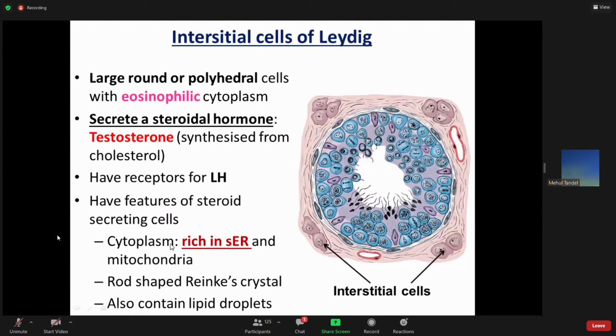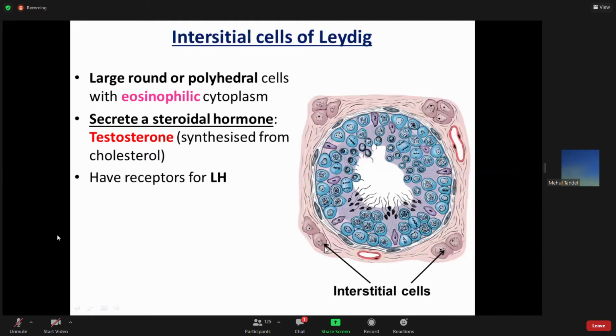Remember, a steroid secreting cell has rich smooth endoplasmic reticulum. There is a high amount of smooth endoplasmic reticulum and mitochondria. They also contain rod-shaped Reinke crystals, which are often asked in MCQs, and lipid droplets. Clear? Remember, we studied in the beginning that steroids are synthesized in the smooth endoplasmic reticulum, so it contains a large amount of smooth endoplasmic reticulum. So that is about the interstitial cells of Leydig.